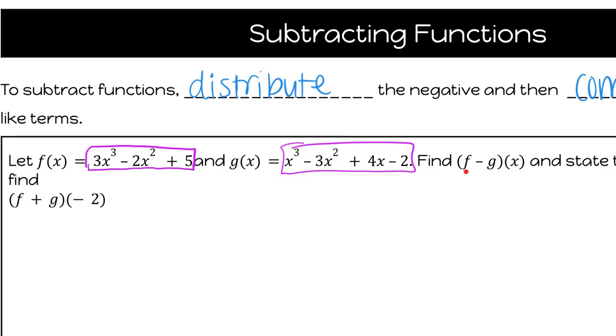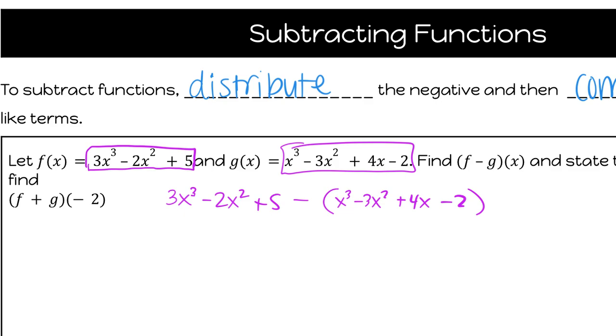That means start with f and take away g. So I'm going to write that out. So we have 3x cubed minus 2x squared plus 5. And then we're subtracting the entire other function. So make sure you use parentheses there. So it'd be x cubed minus 3x squared plus 4x minus 2.